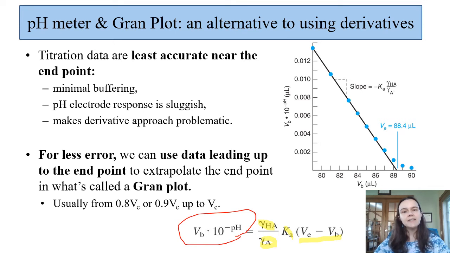Now we're not using the entire titration data. We are using data from roughly 10 to 20% before the equivalence volume. So our equivalence volume here is about that 88 microliters.